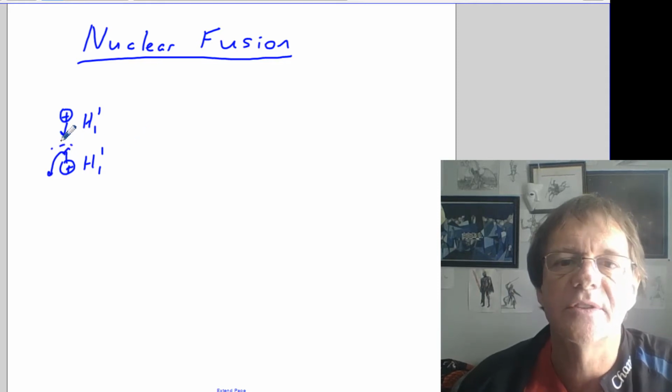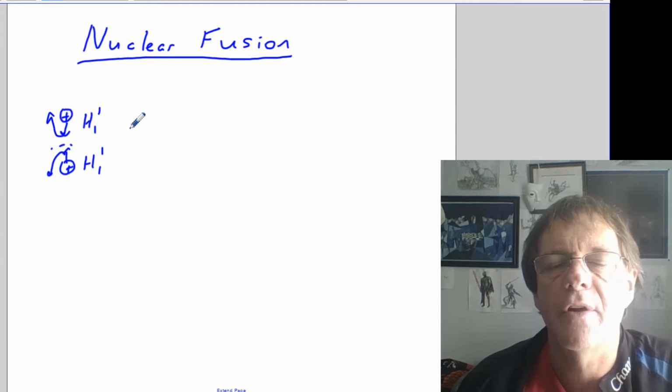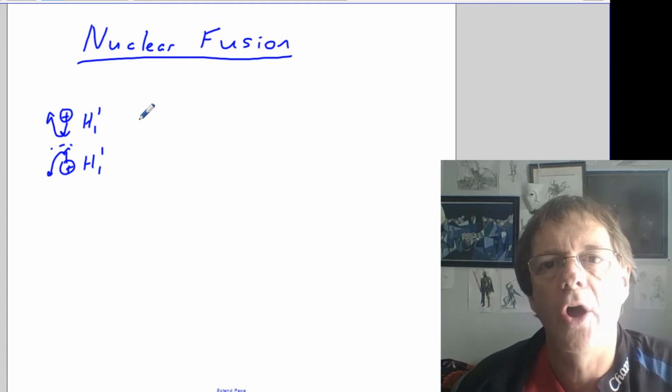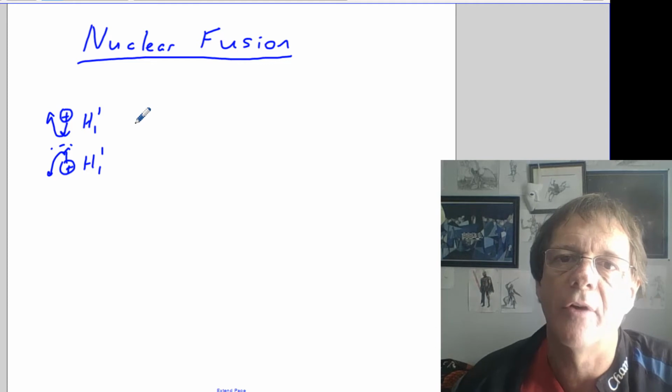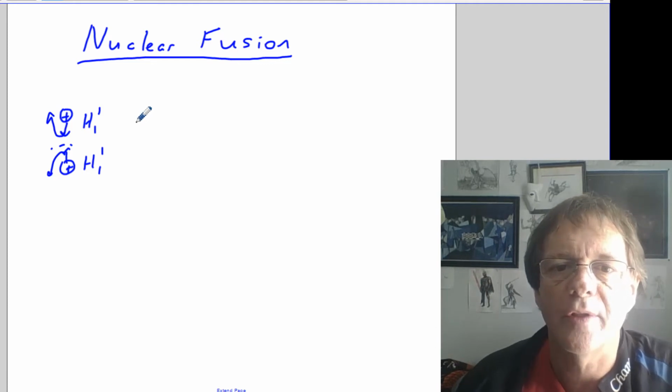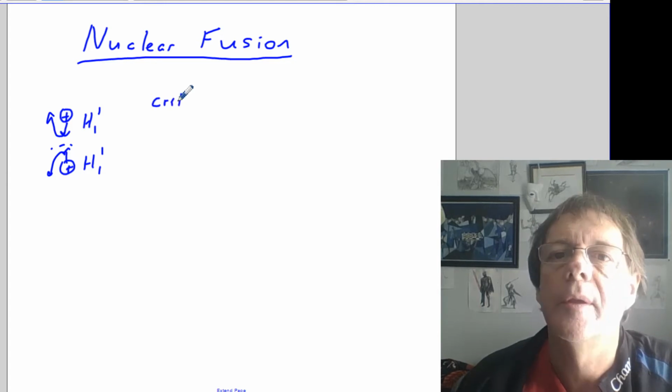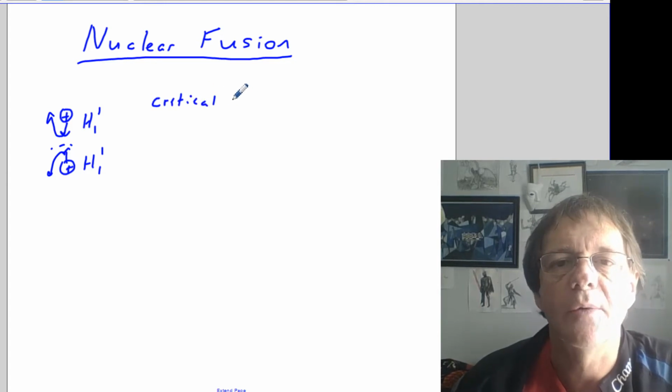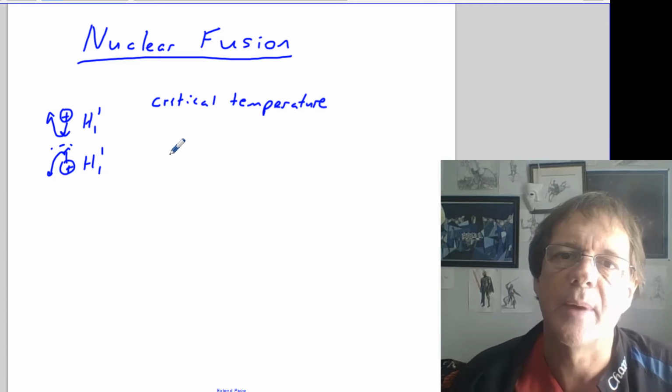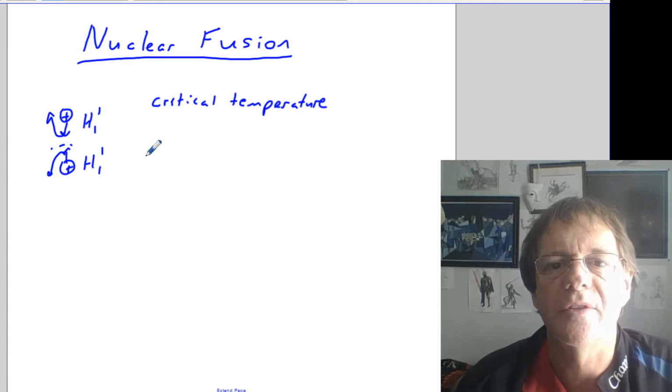So to get these to fuse together, you normally need to have them going very, very fast. So they've got to have a very high kinetic energy, which means they're going to have a high temperature. So there's often a thing called a critical temperature they talk about here, which we don't really do in this course, but it is there. Okay, so you need really high heats here. So we're talking about several million degrees Celsius to try to achieve this on Earth.